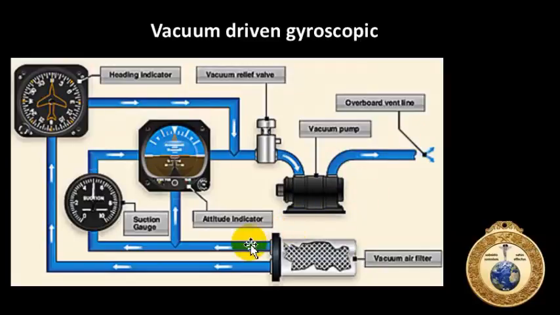Same thing with the attitude indicator. Air is sucked through the vacuum air filter, air is, I sound like Yoda on that one, right? The gyro inside the attitude indicator is stabilized, through the vacuum relief valve, through the vacuum pump, dumped out the overboard line. Okay. Sounds simple, right? Well, not so simple, but we'll come on down here.